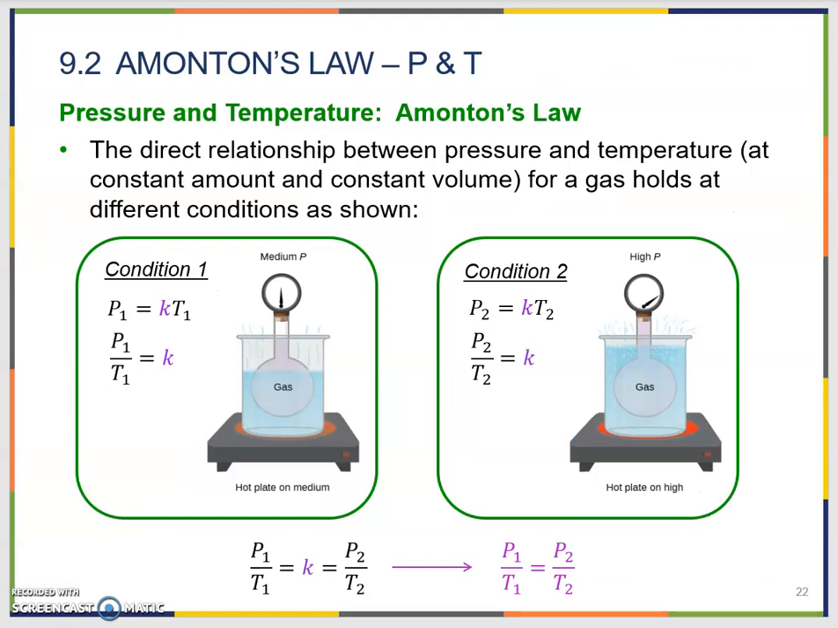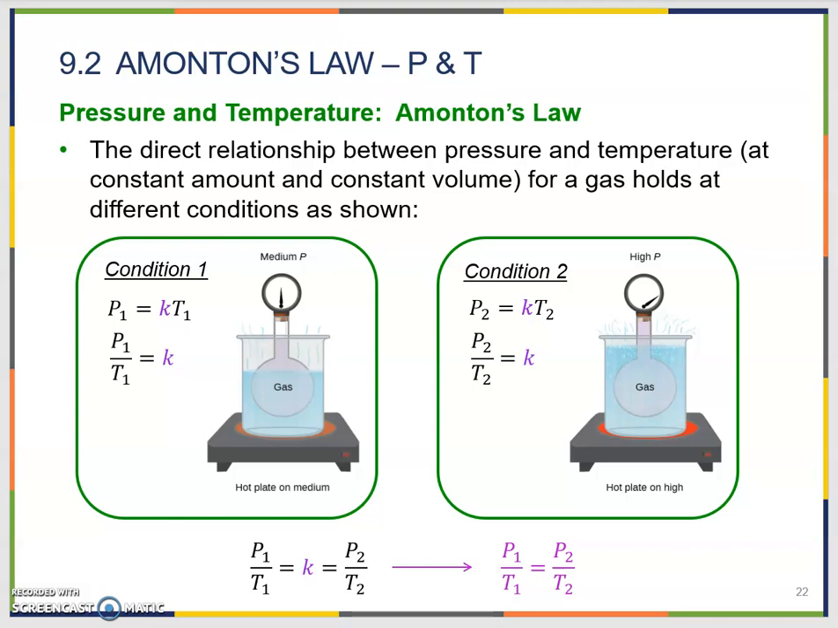So what this means is that we can compare two conditions like we have previously. At first, we've only heated the gas a little bit, and then in the second condition we've heated the gas up more. And what we find is, because of this direct proportionality, because we can make a line out of this, it means that P1 over T1 is equal to some constant K.